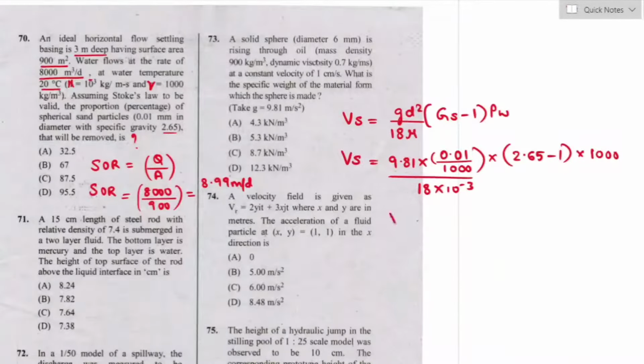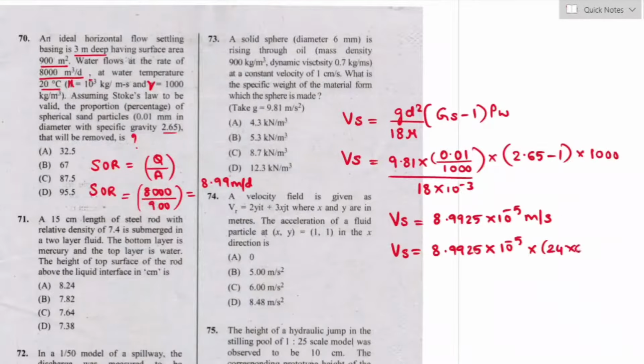On solving this, the velocity of the settling particles will be 8.9925 into 10 to the power of minus 5 meter per second, which is equal to 8.9925 into 10 to the power of minus 5 into 24 into 60 into 60 to convert it into meter per day, which will be equal to 7.770 meter per day.